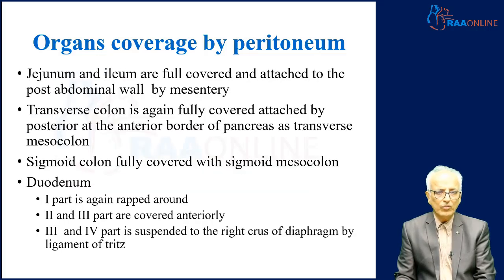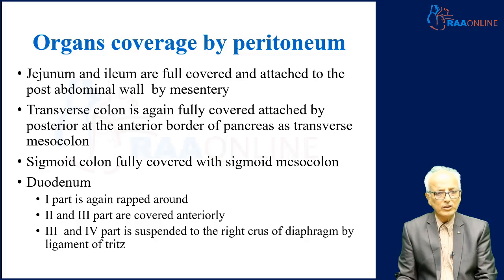Jejunum and ileum are fully covered and are attached to the posterior abdominal wall by a structure called mesentery. Again we said it is nothing but two layers of peritoneum with vessels and lymphatics. Transverse colon is again fully covered and attached at the anterior border of the pancreas as a transverse mesocolon. Sigmoid colon is fully covered and it has got a sigmoid mesocolon.